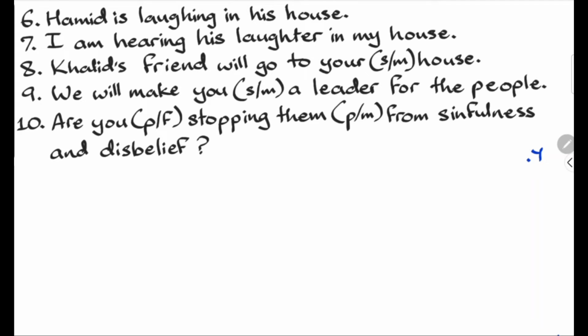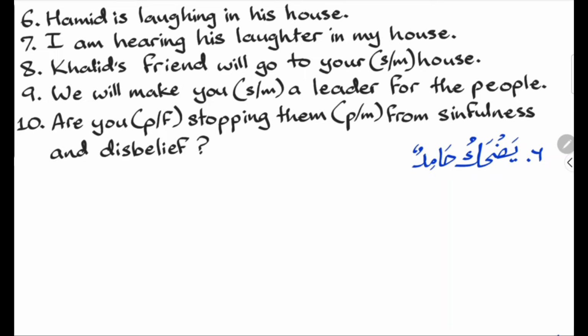Number 6 is Hamid is laughing in his house. The verb here, which is to come first, meaning the fi'l, is laugh. In Arabic, laugh is ضحك. Over here, this is present tense on the wazn of يفعل. So ضحك will become يضحك. Next comes the fa'il, which is Hamid. And since Hamid is the fa'il, he gets 2 dhammas in the end. يضحك حامد in his house.